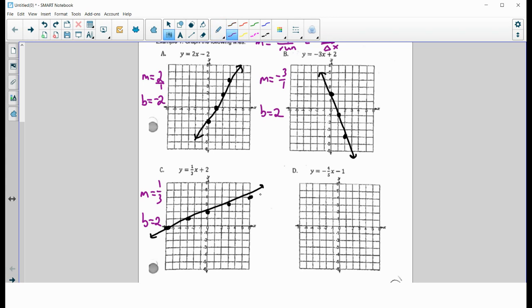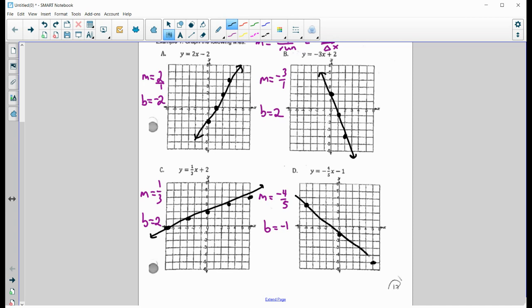And then here, our slope is -4/5. Our y-intercept is -1. So we're going to plot a point at -1. And because the slope is negative, we're going to go down 4 over 5. We could also go up 4 and backwards 5 to graph the line. And so that gives us our function.